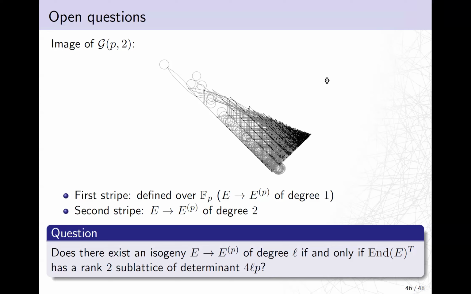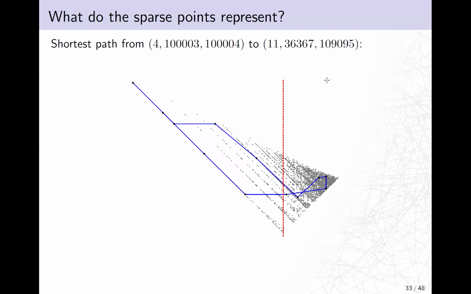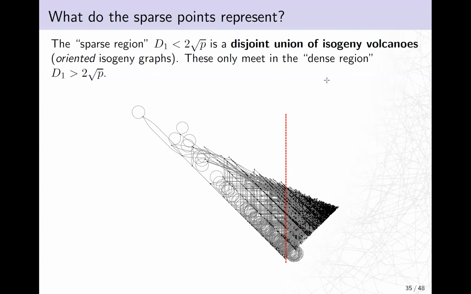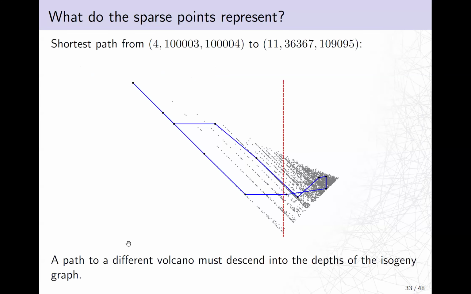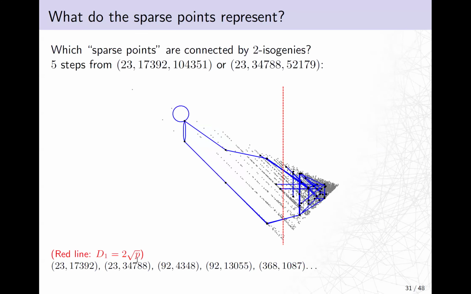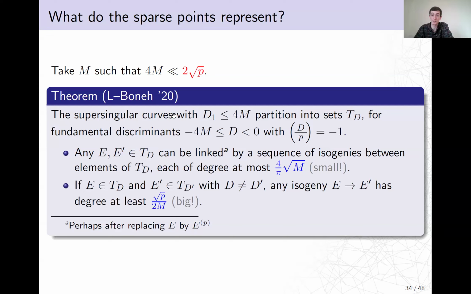I had another question about the red line that you drew between the dense and the sparse region. Oh, the red line, yes. Do you have an explicit description for this division? Yes. So this red line is the line d1 equals 2 root p. The reason that comes up is that if you try to make it any larger, then this disjointness of these sets starts to fail. The only way we can prove that these sets are disjoint is if you cap it off at 2 root p.